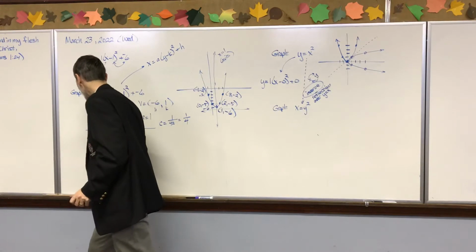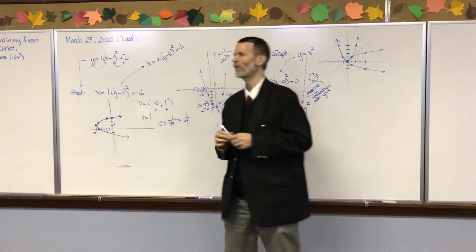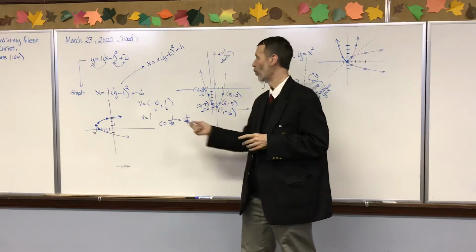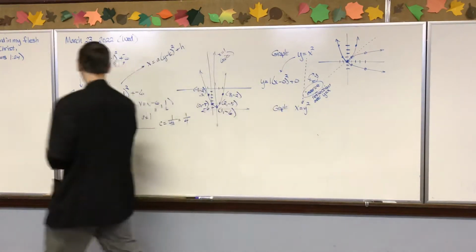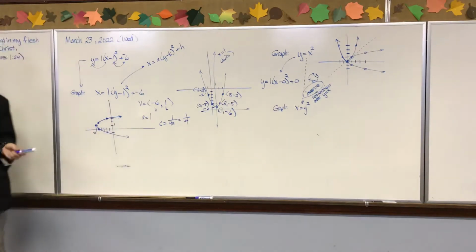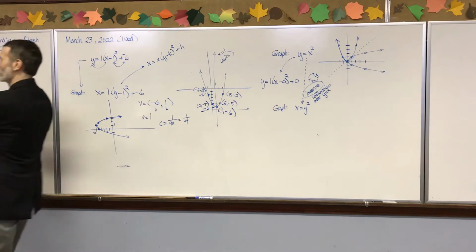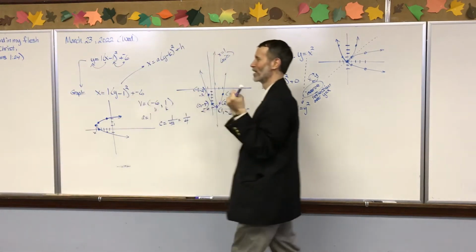It's right here. How far away? 1/4 of a space away. Does everybody see that? The focal move is moving in the direction of the parabola. Or more accurately, the parabola is moving in the direction of the focus, because the focus is the gravitational well that pulls it.